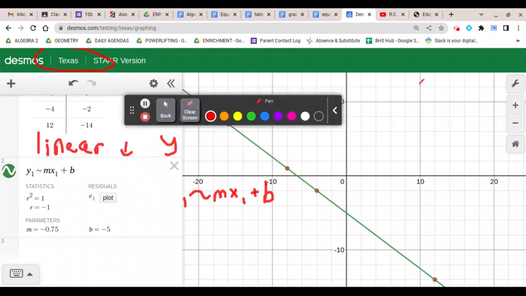So we know that our first line, which is line h, the equation for h is going to be y equals negative 0.75x minus 5. Okay? So our line h is going to be y equals negative 0.75x minus 5.